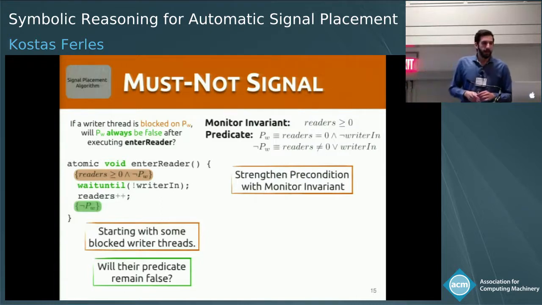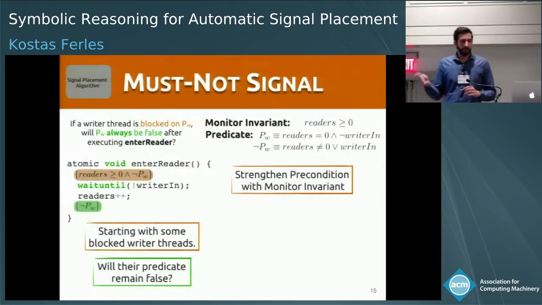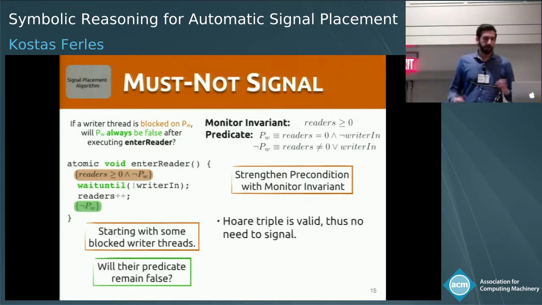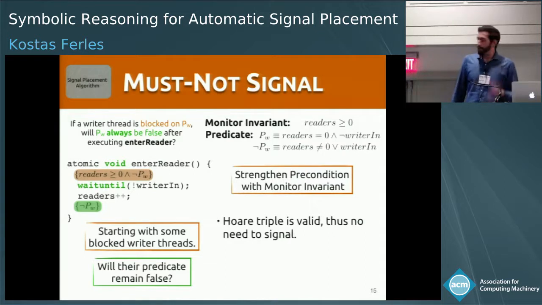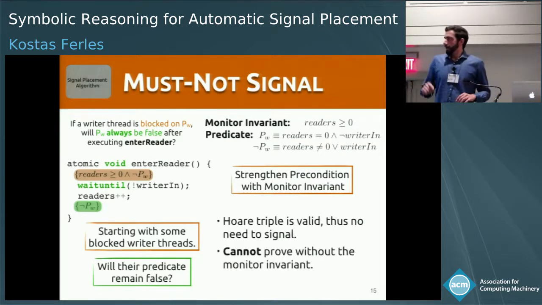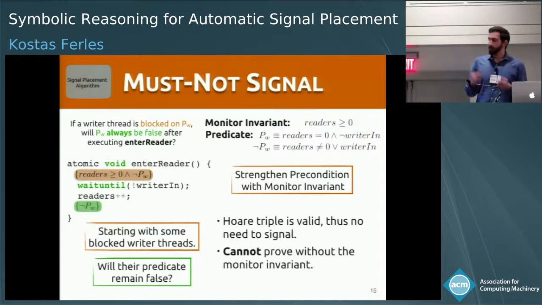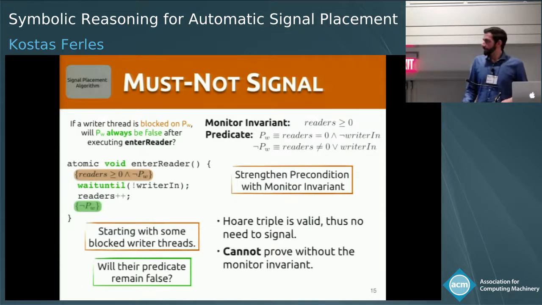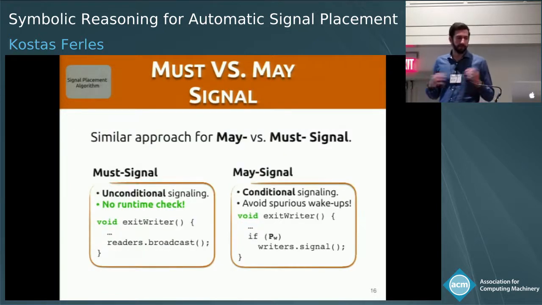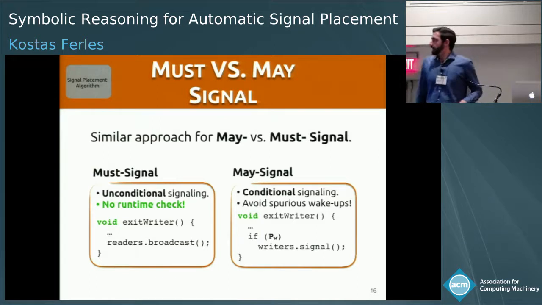Before moving any further, we're going to do the smart thing and strengthen our precondition with our monitor invariant. And now we're ready to throw this Hoare triple to our favorite SMT solver and see that it is valid. Therefore, our algorithm can determine that there is no need to signal any thread after executing enter reader. Another important thing to notice is that we cannot prove this specific Hoare triple without our monitor invariant, which really showcases the importance of automatically inferring such predicates. For the sake of time, I'm going to skip how our algorithm determines a must signal and a may signal case.